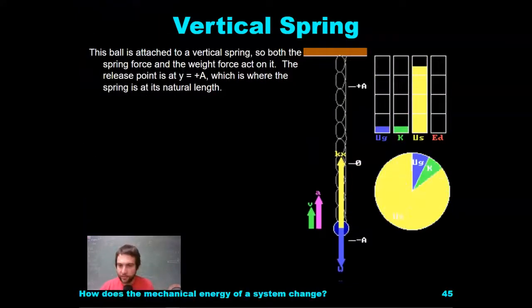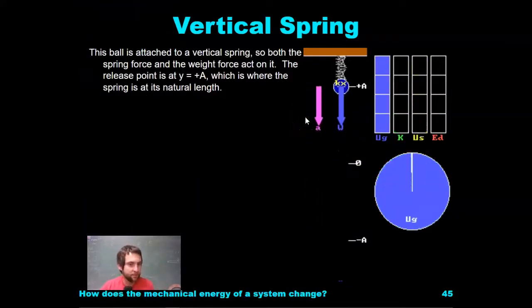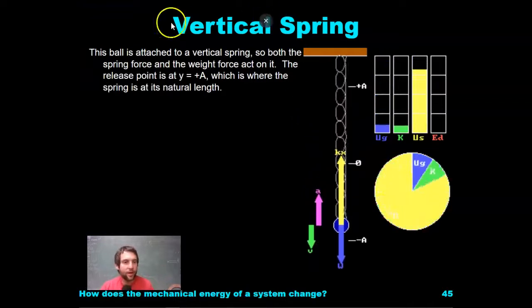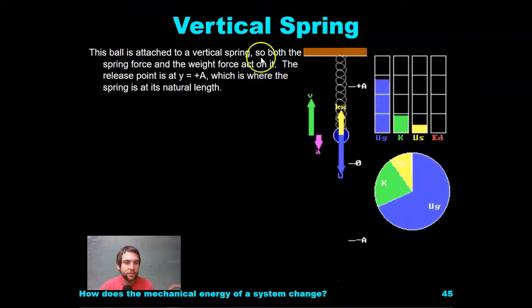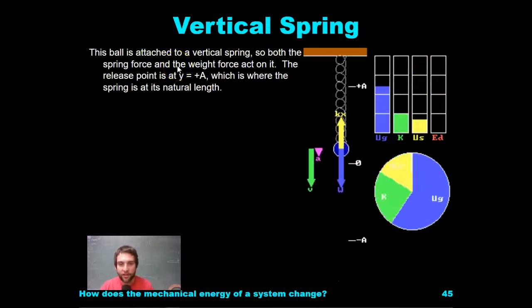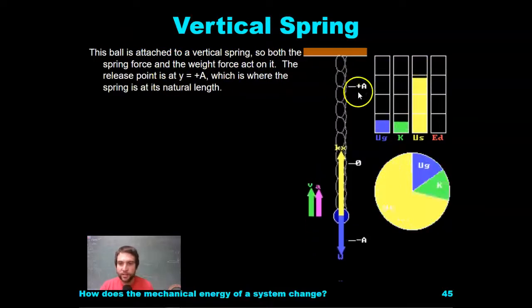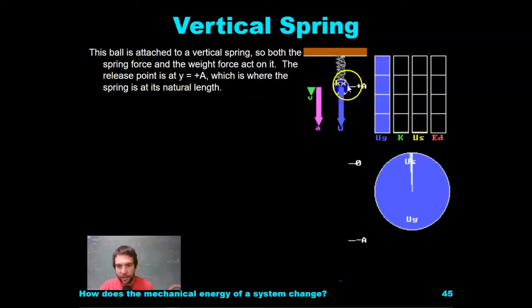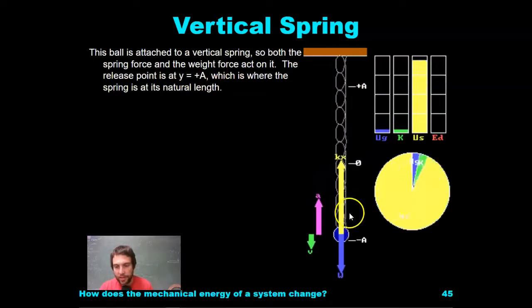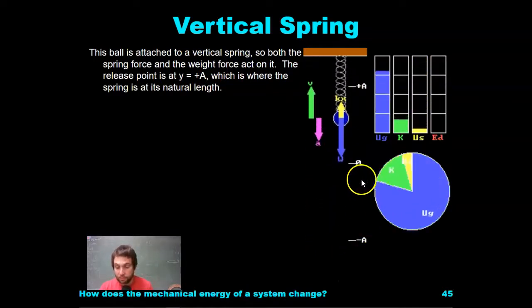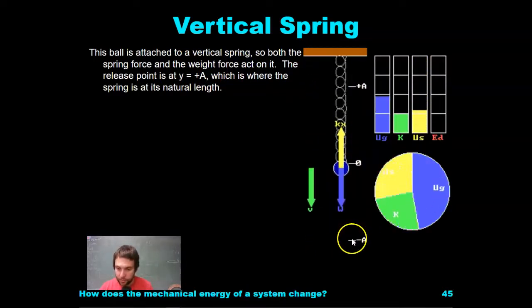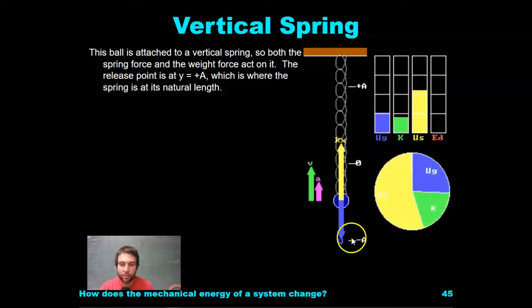Let's take that spring and hang it from the ceiling. All right, so now we have a ball attached to a vertical spring, so both the spring force and the weight force are acting on it. The release point is the positive A, positive amplitude. Negative amplitude is the maximum length that the spring will be stretched.